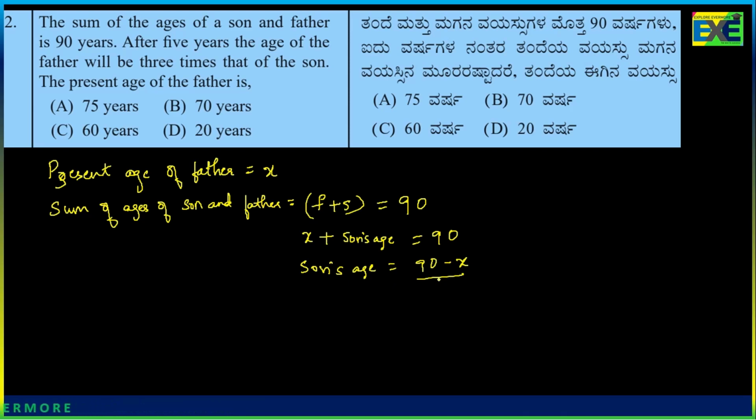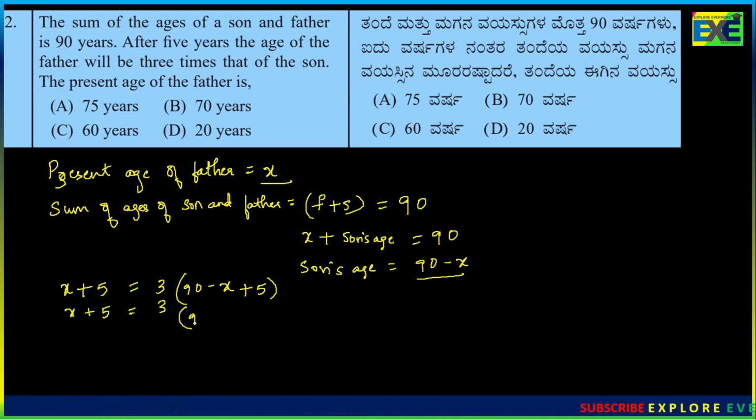So we got to know son's age, we can write it like this, and father's age we can write it like this. So they say after 5 years the age of father will be 3 times that of the son. After 5 years means we need to add it. So x plus 5 will be equal to 3 times that of son's age. So son's age we know that is 90 minus x. So 90 minus x, and again since it is after 5 years we are just adding 5 here. So this is our expression. So it is x plus 5 equal to 3 into 95 minus x.